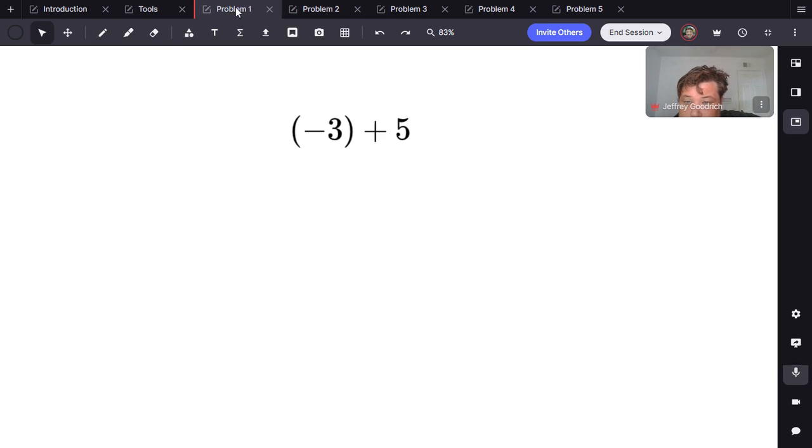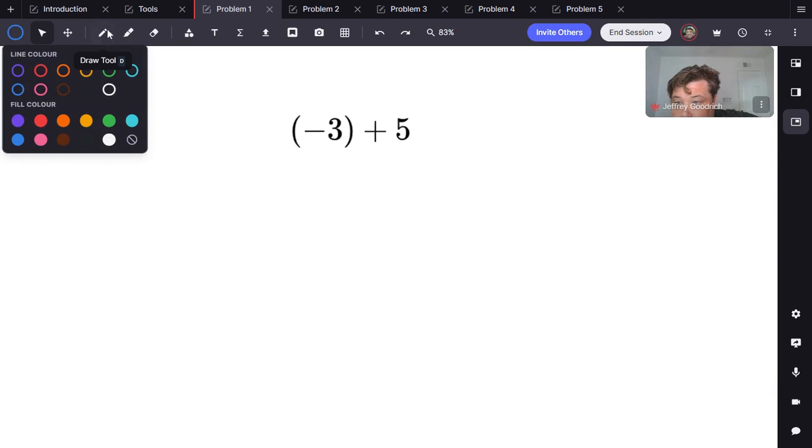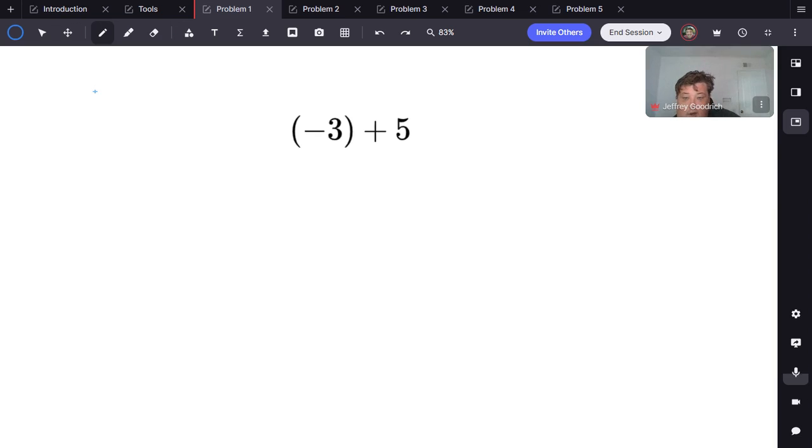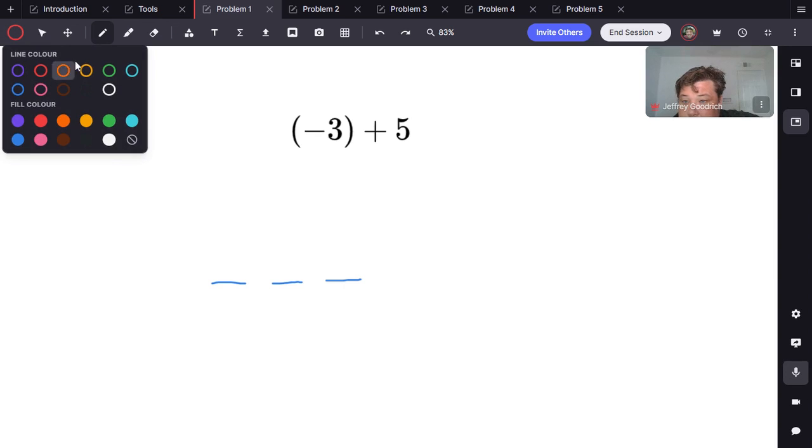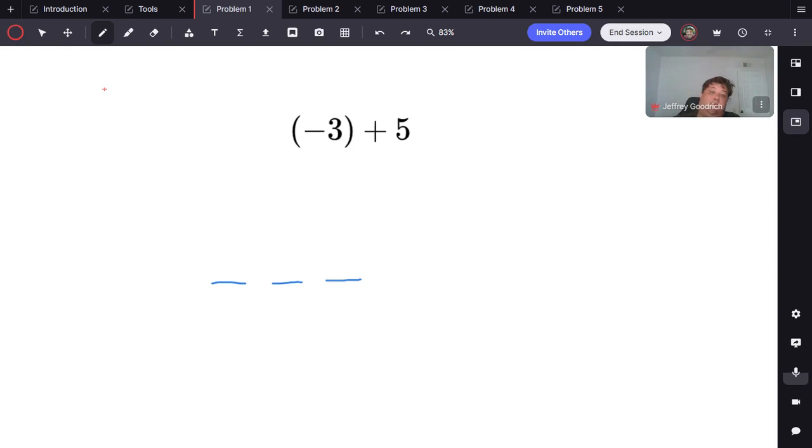All right. So the first problem here, we've got -3 plus 5. Since it's first a negative, we're going to put three negative signs. I've got one, two, and three. For the five, since it has a plus in front of it, it's going to be positive. So we're going to put five positives. We got one, two, three, four, and five.